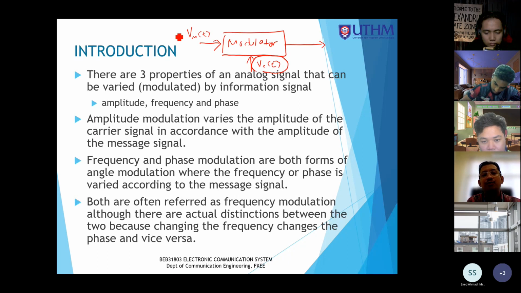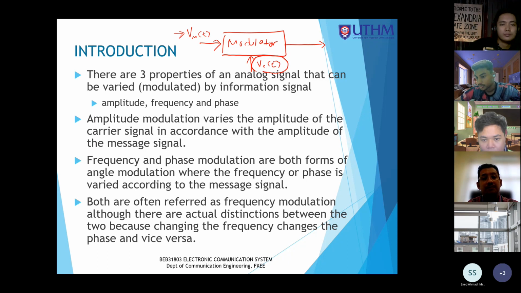Yang mana tidak berlaku perubahan karakteristik pada message. Okay, message tidak terganggu dalam proses ini. Yang terganggu adalah carrier. Remember that. Okay, so apakah perubahan karakteristik yang boleh berlaku? Sama ada amplitude, frequency ataupun phase.